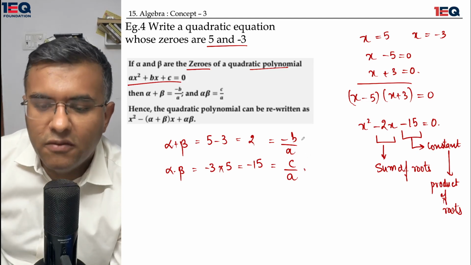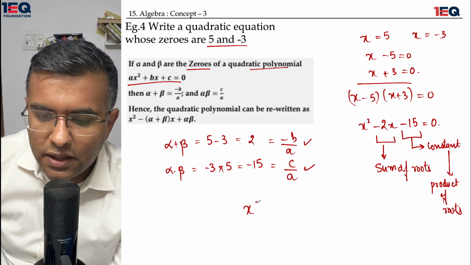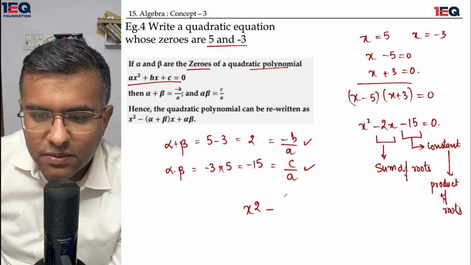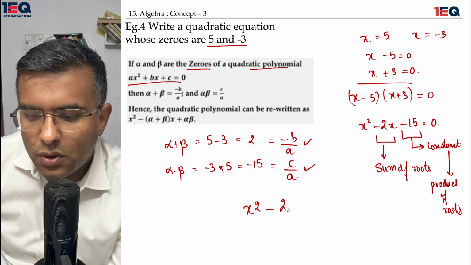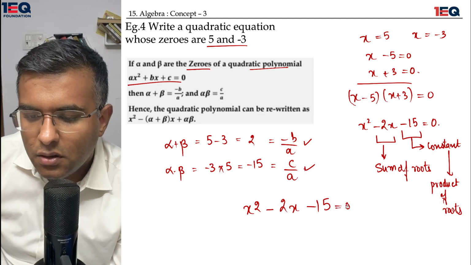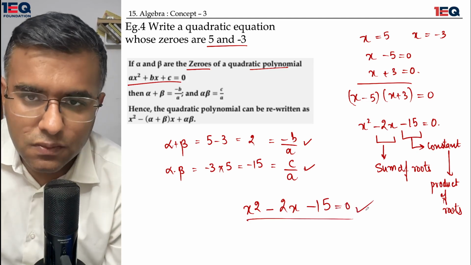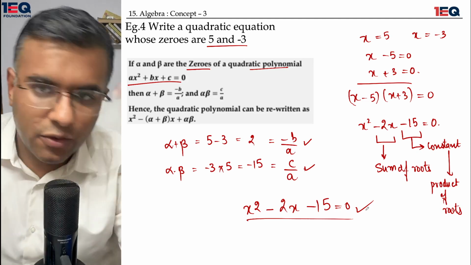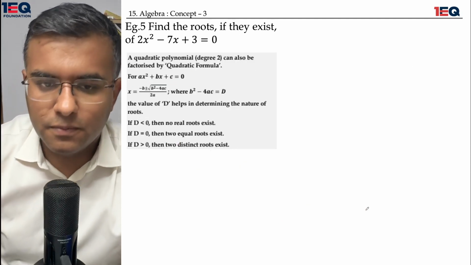Okay, when I have b upon a and c upon a to my rescue, I can write x square minus (alpha plus beta) x, which is equal to 2x, and minus 15. This would come out to be 0. I hope that is very, very clear. Yep, good enough. Let's move on.